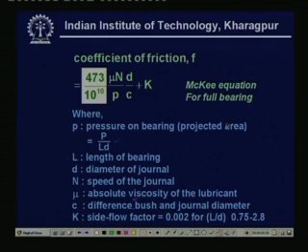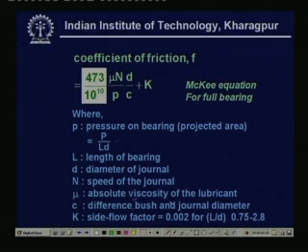Now, this particular expression of friction can be used for determining the coefficient of friction, as I just told you, and this is called the Mackie equation for a full bearing. So, full bearing means the entire 360 degree zone has been taken into account. If it is a half bearing, the entire bearing may not be on the bush system, it can be somewhere like this also. So, this is what is called a half bearing, etc.